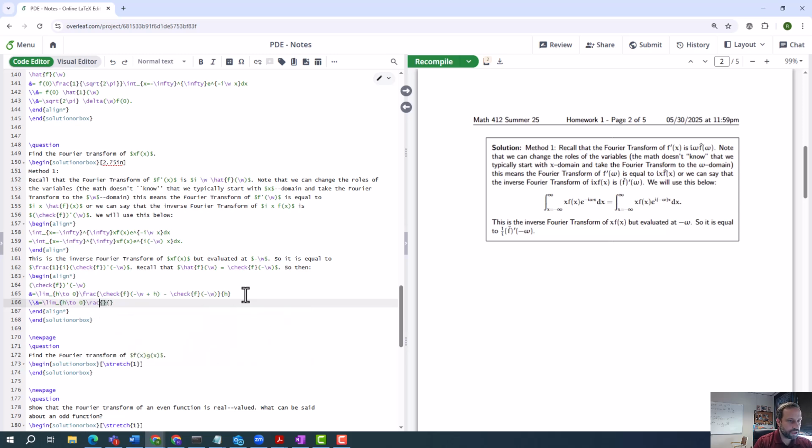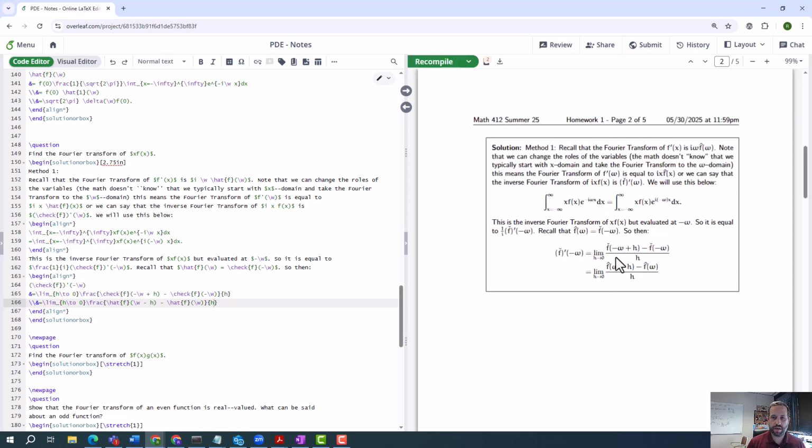And I'm going to use this identity here, that f check of minus omega is equal to f hat of omega. So this is going to be f hat. It's going to be the negation of the argument here, so that's going to be omega minus h, and then minus the negation of the argument here, which is going to be like that, and that's going to be h. So let me compile this to make sure I haven't made any mistakes.